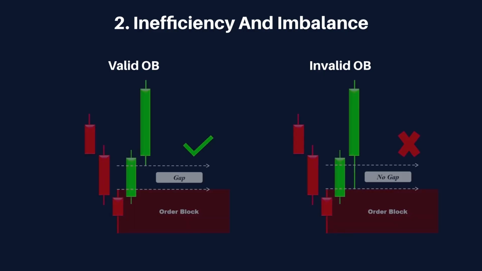Rule 2. Imbalance/inefficiency. Secondly, price must leave inefficiency behind and generate imbalance near the order block area. If there is no proper imbalance between the subsequent candles, then the identified order block cannot be considered valid.